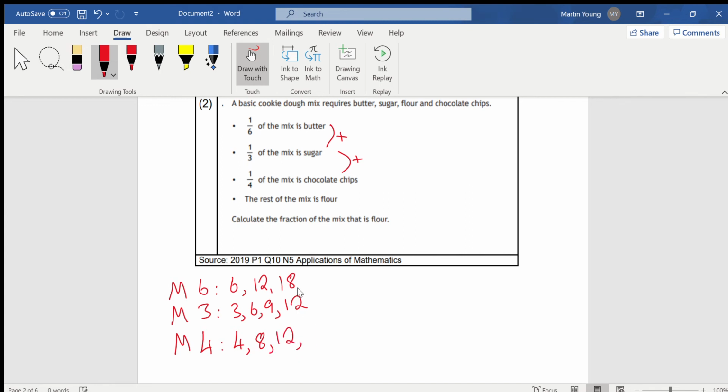Hopefully you can spot that, and I'll just do that now to show it obviously continues. Hopefully you can see then the lowest common multiple, so what's the common one, is 12. Okay, no other ones match up, so that's what we can use as our denominator.